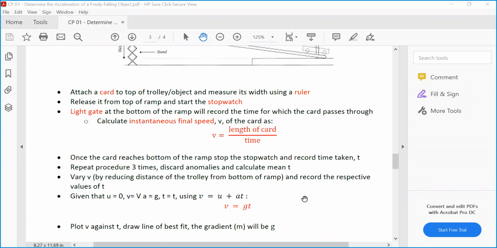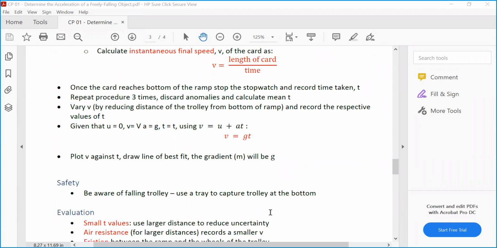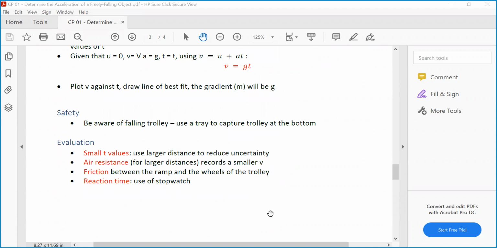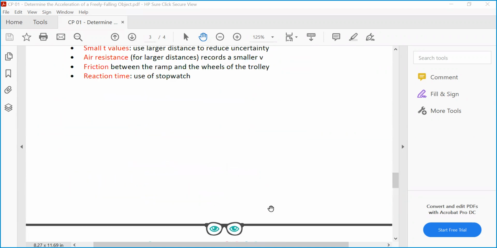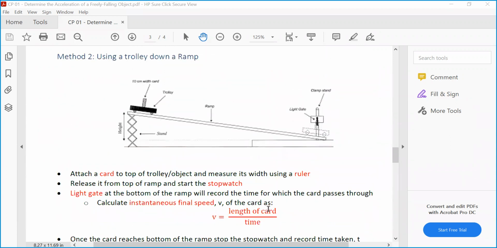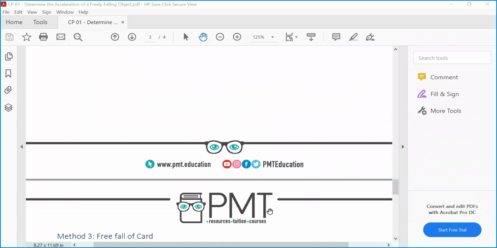Once the card reaches the bottom of the ramp, stop the stopwatch and record the time taken. Repeat the procedure 3 times. Discard anomalies and calculate the mean time. Vary V by reducing the distance of the trolley from the bottom of the ramp, and record the respective values of T. We use v = u + gt, plot v against t. Same things. The method is okay, but it's not a common method. Look at the third method.